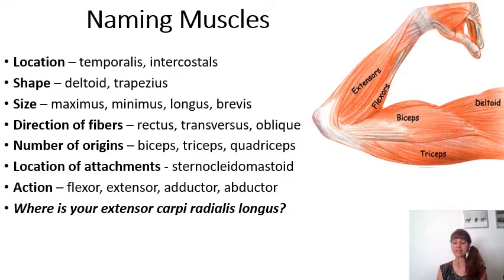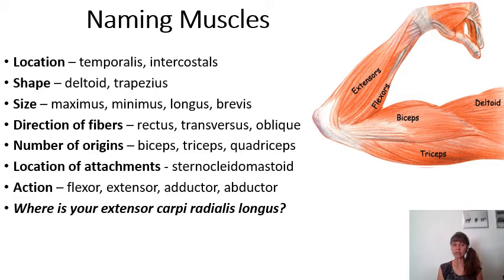Muscles can be named in many different ways. Sometimes they're named according to their location. For instance, temporalis is located right over the temporal bone. Intercostals are located in between the ribs. Sometimes muscles are named according to their shape. The deltoid muscle is shaped like the Greek letter delta. Trapezius is shaped like a trapezoid.